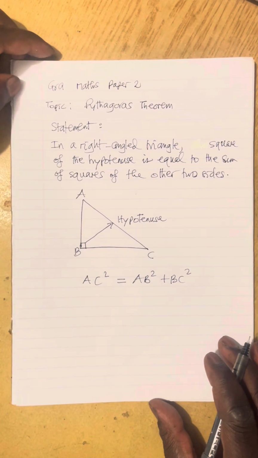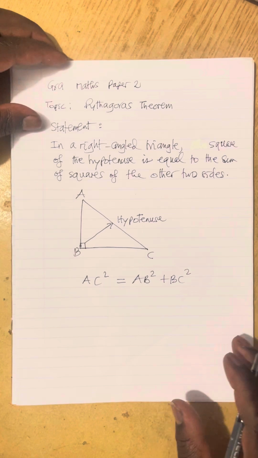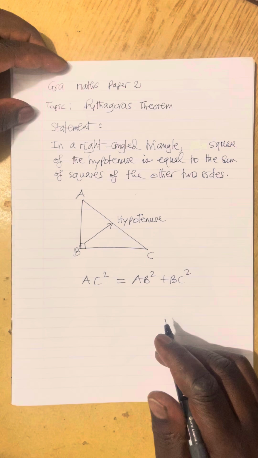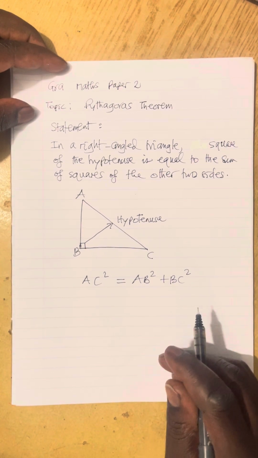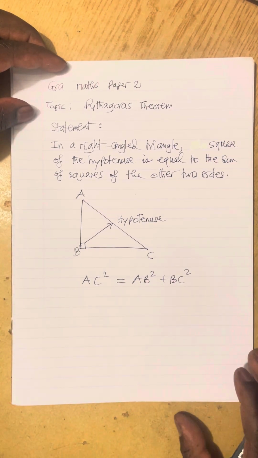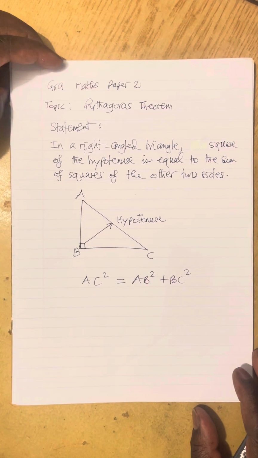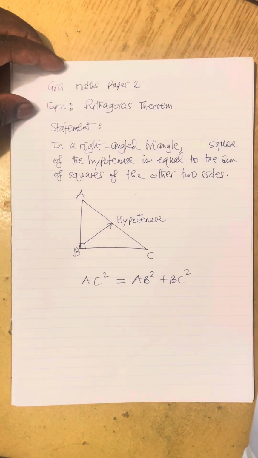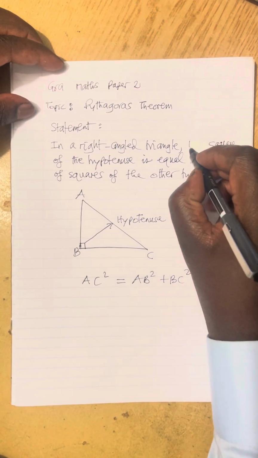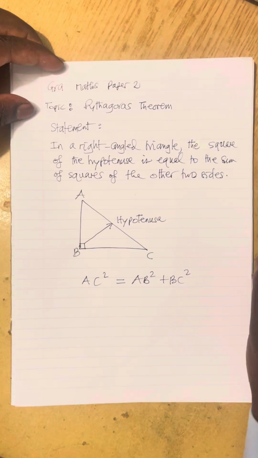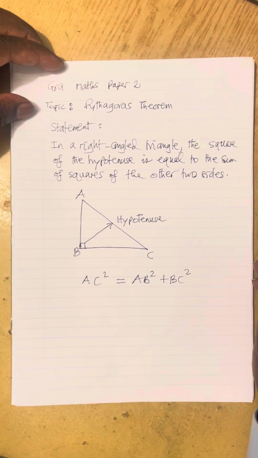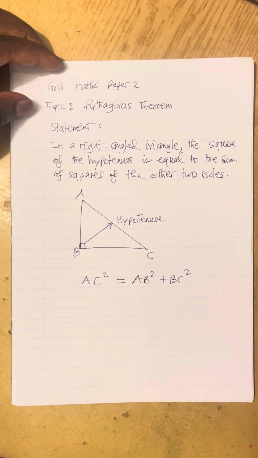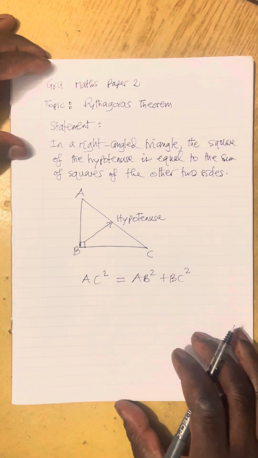Now proof of this is done by using many other tricks. In grade 12 we prove this by using similarity, but in grade 10 it's proved by using congruency. In grade 9 we state it without proving it because the syllabus does not require us to prove it in grade 9. So in a right angle triangle, the square of the hypotenuse is equal to the sum of the squares of the other two sides. This is what it says.